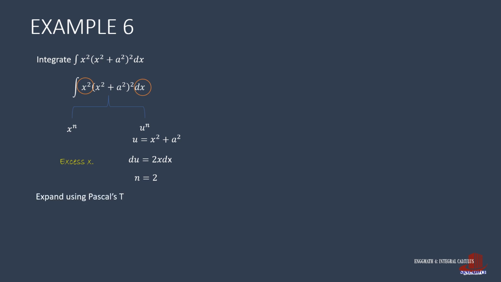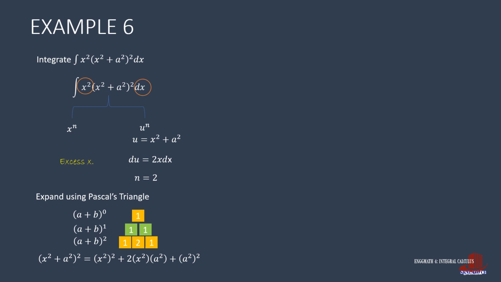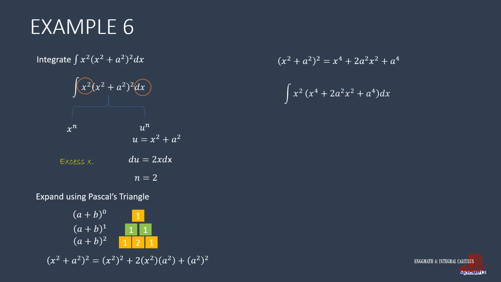Thus, the next option is to work on it using the simple power formula, and that is done by first expanding the function using Pascal's triangle. Taking the square of x squared plus a squared is the square of x squared plus twice of x squared times a squared plus the square of a squared. The expansion is then taken as x raised to 4 plus 2a squared x squared plus a raised to 4.